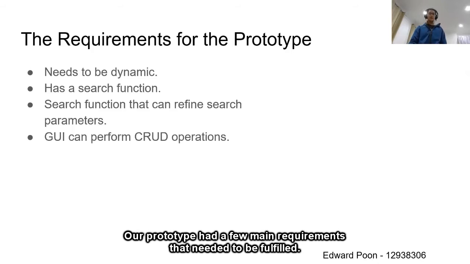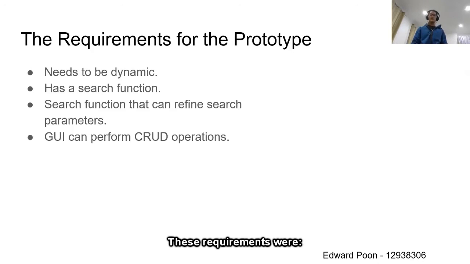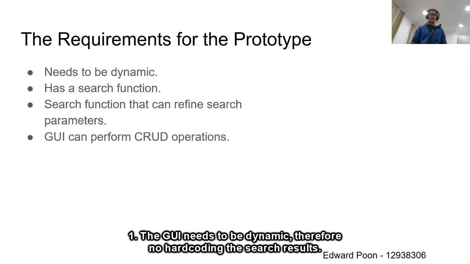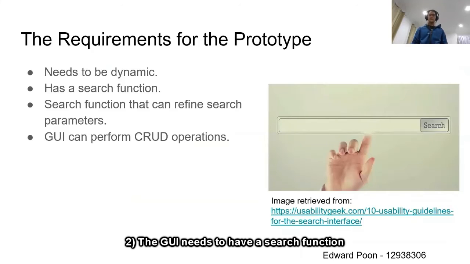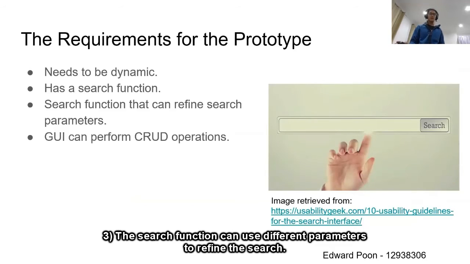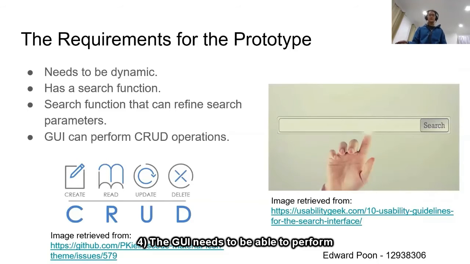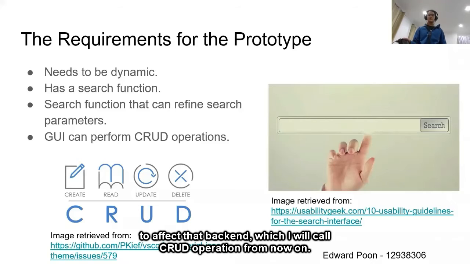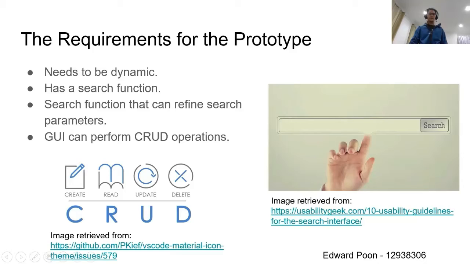So our prototype had a few main requirements that needed to be fulfilled. These requirements were: the GUI needs to be dynamic, therefore no hard coding the search results. The GUI needs to have a search function, and the search function has to be able to use different parameters to refine the search. And the GUI needs to be able to perform a create, read, update, and delete operation to the backend, which I will call CRUD operation from now on.